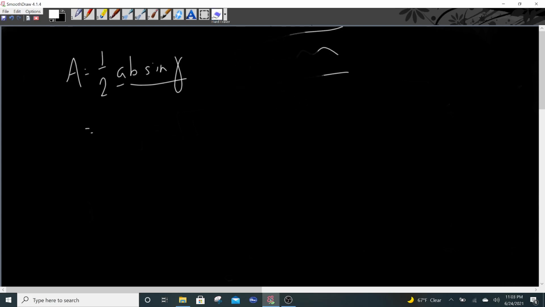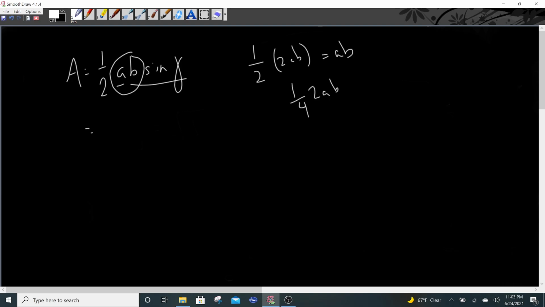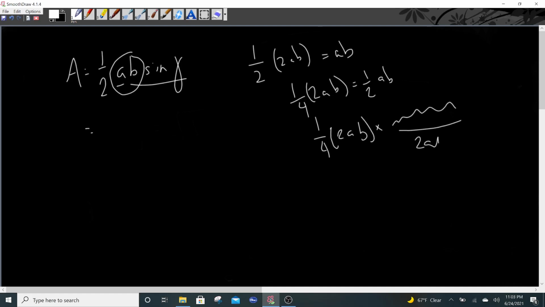So we see that ab is already out here, and we think, hey, maybe we can do something to eliminate the denominator in our first step. So 1/2 of 2ab is going to be regular ab, and 1/4 of 2ab is going to be 1/2 ab. So if we have 1/4 of 2ab, times all that stuff on the numerator over 2ab, we can cancel out our 2ab's, leaving us with just this 1/4 and just whatever was in that numerator.